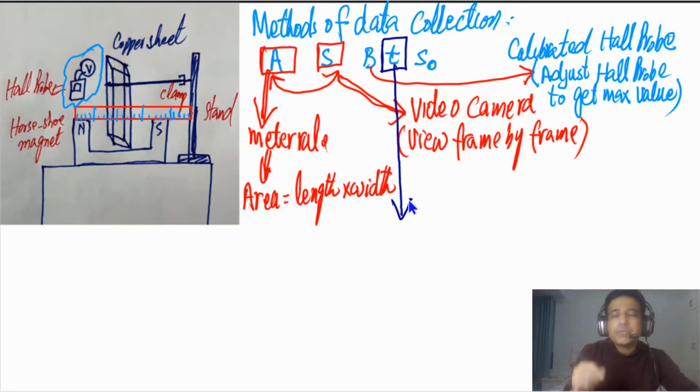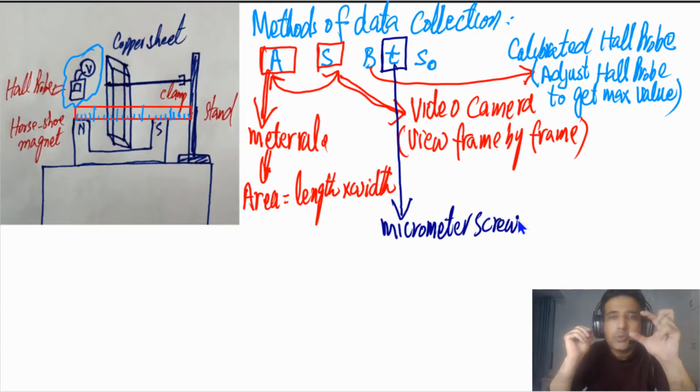Thickness. First of all, we can talk about the instrument we will be using. In this case, we can use a micrometer screw gauge, because the thickness will be smaller than 2.5 centimeter. If you write down this one, you will get 1 mark.